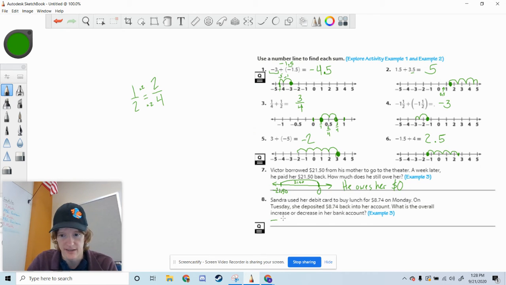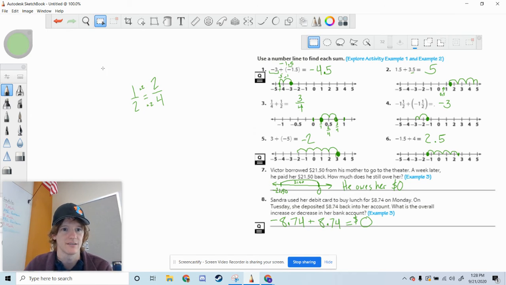So she had negative $8.74 at the start. On Tuesday, she deposited $8.74 back into her account. What is the overall increase or decrease? So if she started by paying money and then she got money, well, negative $8.74 plus $8.74 equals $0 again. The overall increase or decrease is a $0 increase or decrease. It didn't go up or down at the end. She paid it off.